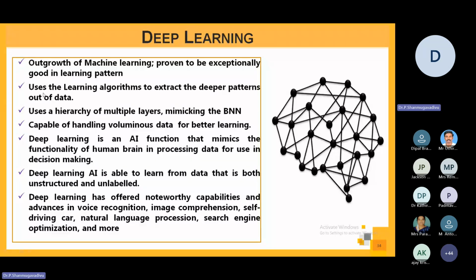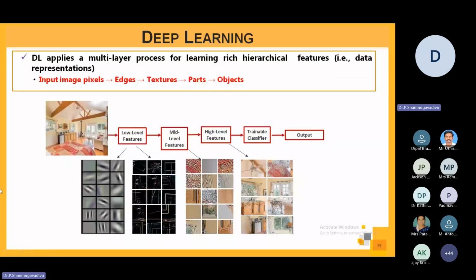Deep learning is an AI function that mimics the functionality of the human brain in processing data for decision making. Deep learning AI learns from data that is both unstructured and unlabeled. Underline all these things. Deep learning has offered noteworthy capabilities and advances in voice recognition, image compression, self-driving cars, natural language processing, and many more. So this is how deep learning works.